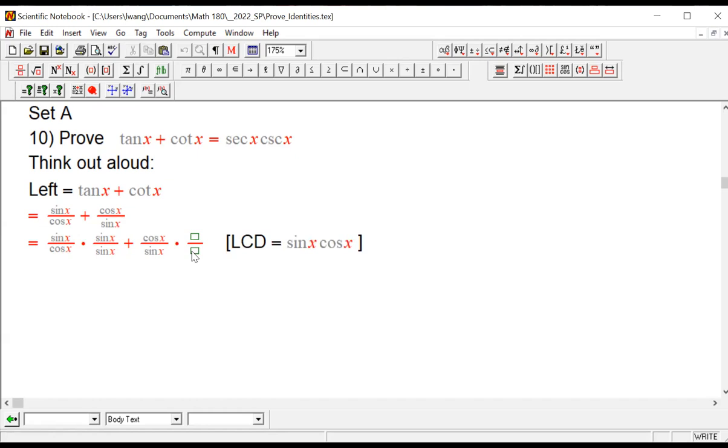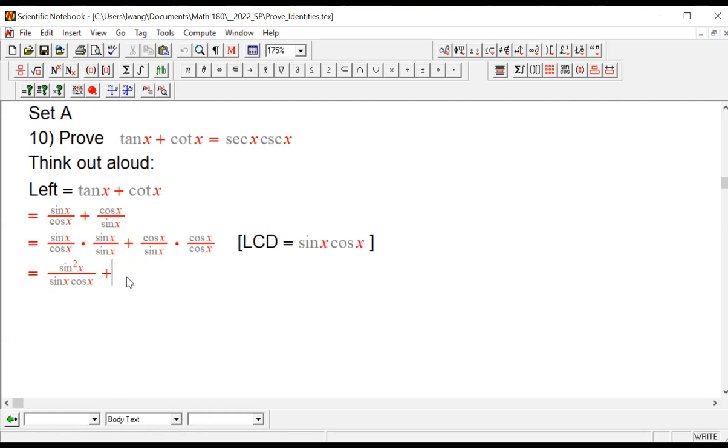And the next one, what's missing in the denominator is a cosine x. So I'm going to choose cosine x, and then I need to make sure the equal sign is balanced. So I'm going to have cosine x on the top. Okay. Now, next step. So now we have the common denominator, and the top, sine x multiplied by sine x, is sine square x. And the denominator is sine x multiplied by cosine x.